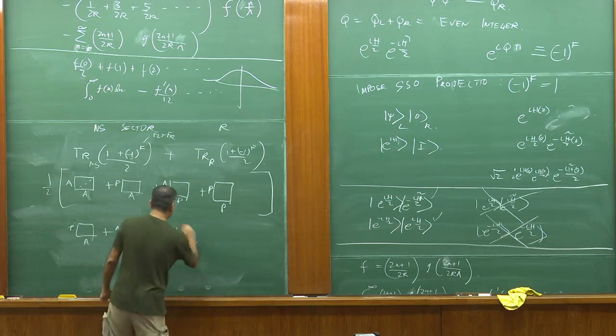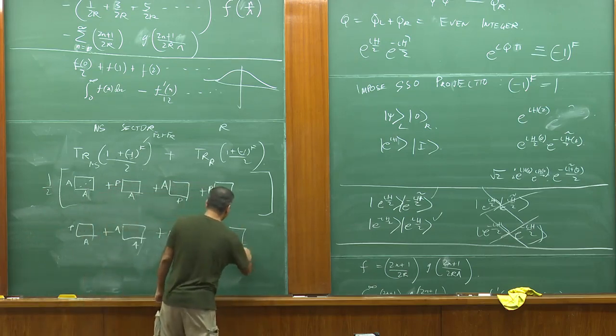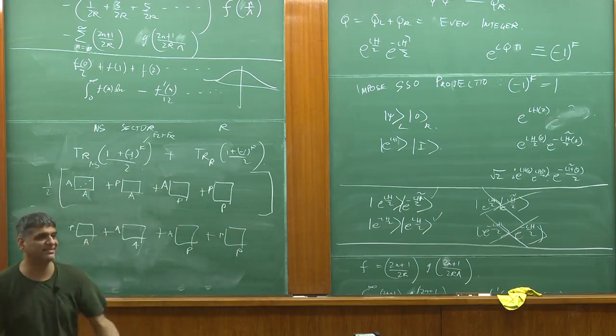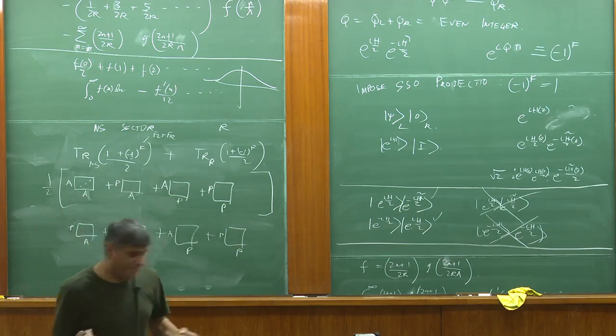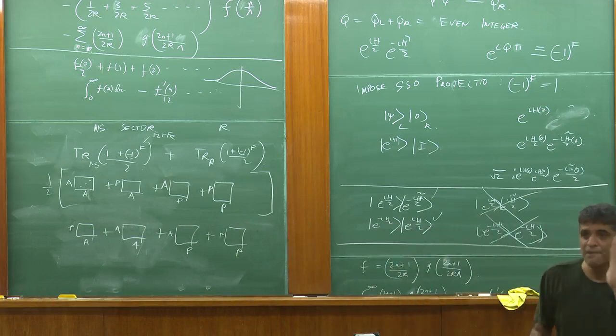Okay, plus, now let's look at this. P stays P, but this stays A. Plus, P stays P and this stays P. And these two got interchanged, but the whole sum has not changed. Whatever you do, it will be invariant. Okay. So the thing was that modular invariance puts funny constraints.